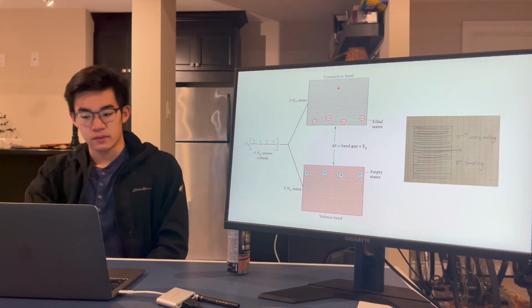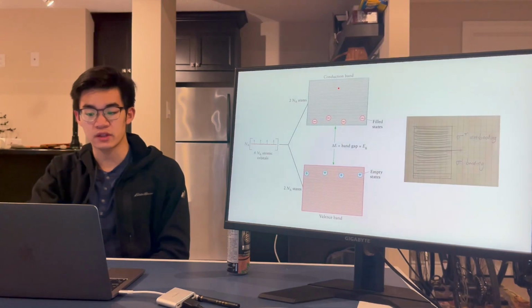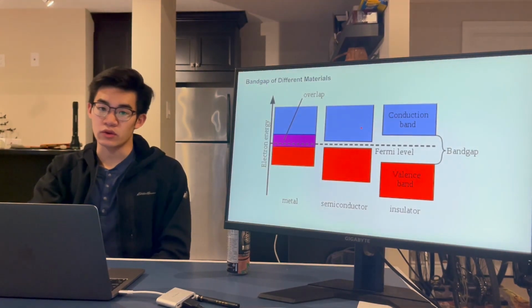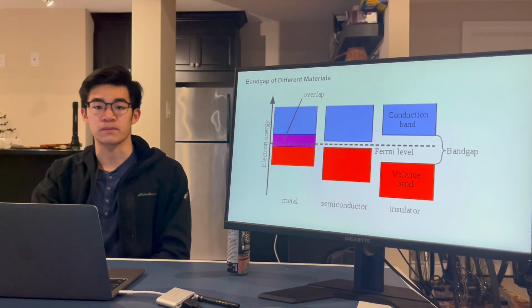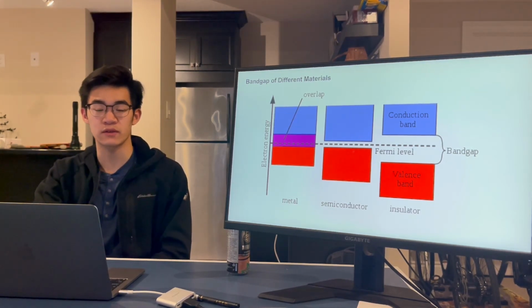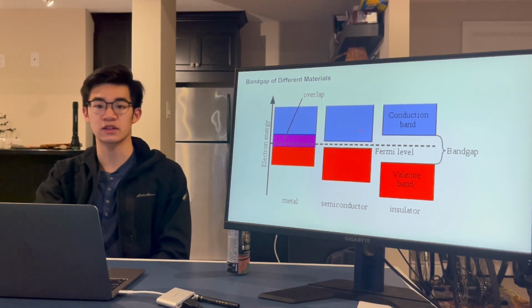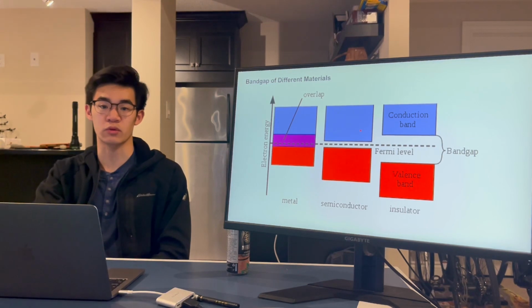For semiconductors, the band gap is in between, so around 1 to 3 electron volts. This means that electrons can be relatively easily promoted from the valence into the conduction band. This explains the mediocre properties of semiconductors, the mediocre electrical conductivity.